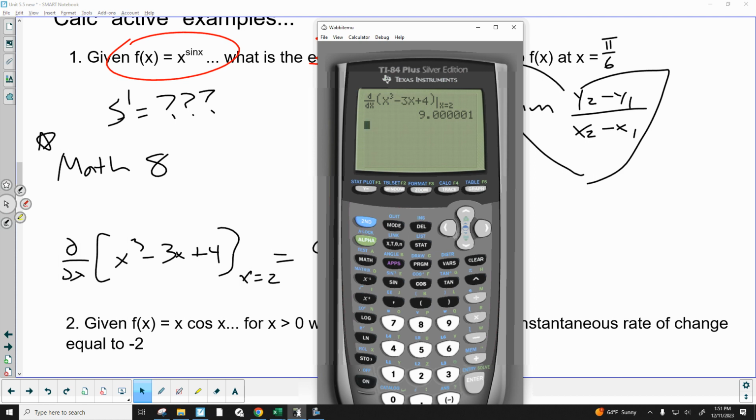So we can math 8. x to the sine x at x equals pi over 6. You can either alpha f1 to pull up a fraction, pi over 6, or you can just type in pi divided by 6. And you get the answer of 0.285.